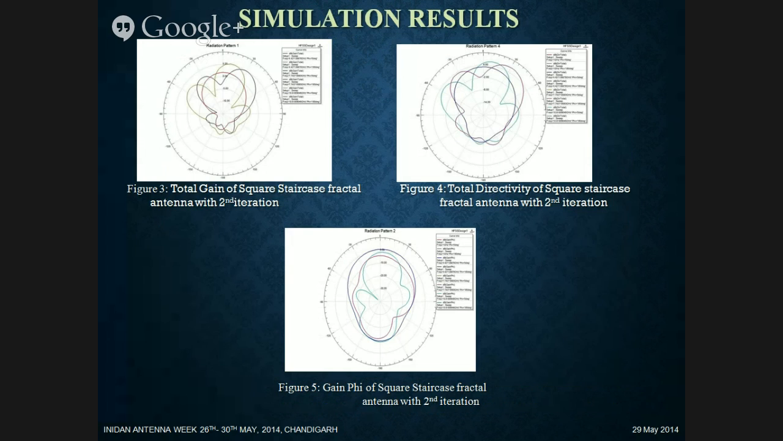These are the radiation patterns of the antenna. Figure number 3 is the total gain of the antenna with second iteration, figure 4 is the total directivity of the antenna, and figure 5 is the azimuth radiation pattern of the antenna. Gain of the antenna from figure number 3: for 4.4 gigahertz, the gain comes out to be 1.154 dB, for the second, 7.7 gigahertz, the gain is 3.5, and for the third one, 10.61, the gain is 5.83.